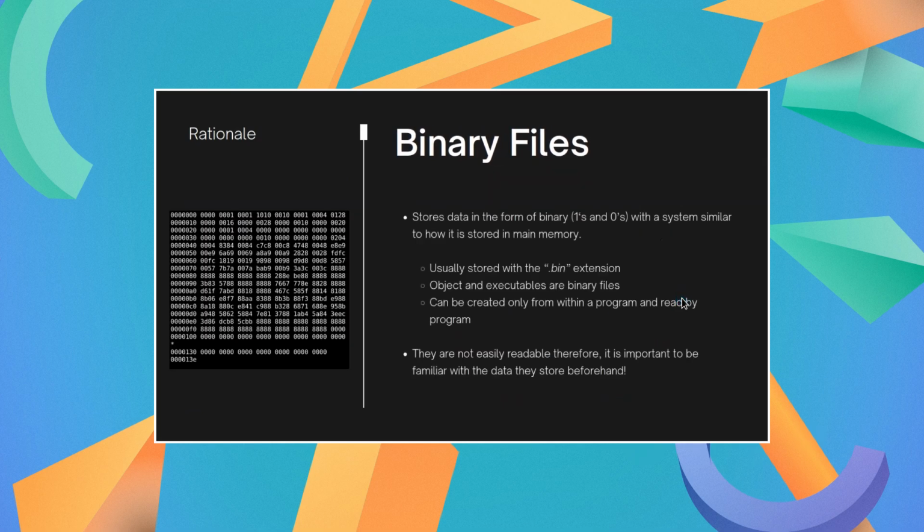Moving forward to binary files, they store data in the form of, of course, ones and zeros. And the way it's being stored in our binary files is similar to the behavior of how data is stored in our main memory, albeit this time it's stored in a binary file. Now, binary files are usually found with the .bin extension, but binary files can also have different kinds of extensions, such as .exe, .dat, and many more different extensions.